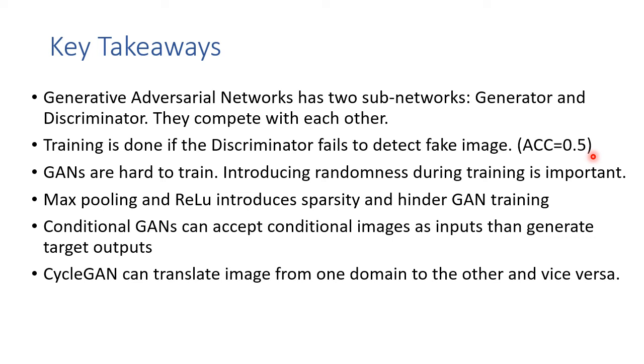GANs are hard to train. There is no guarantee of convergence. Introducing some randomness during training may be helpful. It is an important trick to prevent GANs from getting stuck at some point or never learning. Max pooling and ReLU introduce sparsity in the networks and may hinder the training of GANs. Conditional GANs can accept conditional images as inputs and then generate the target outputs. CycleGAN can translate images from one domain to the other domain and then translate back. So it's like a cycle, translating between two domains.